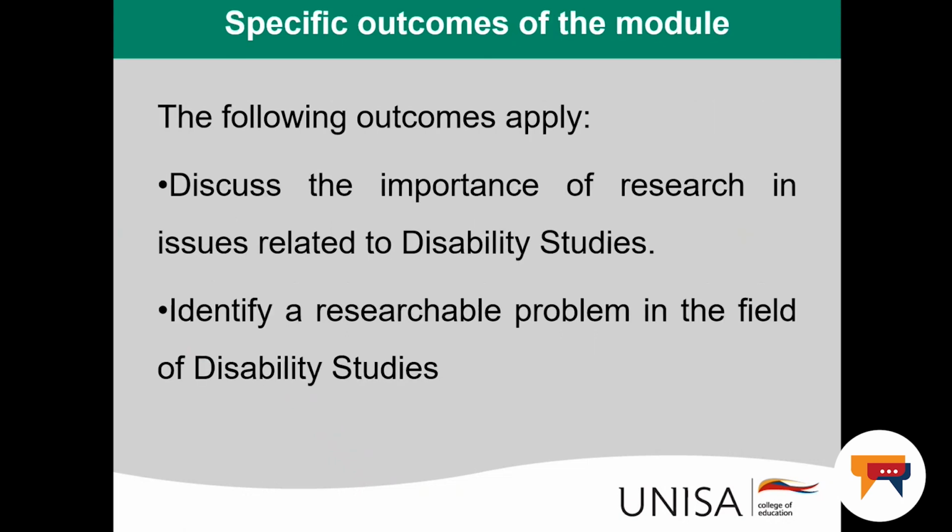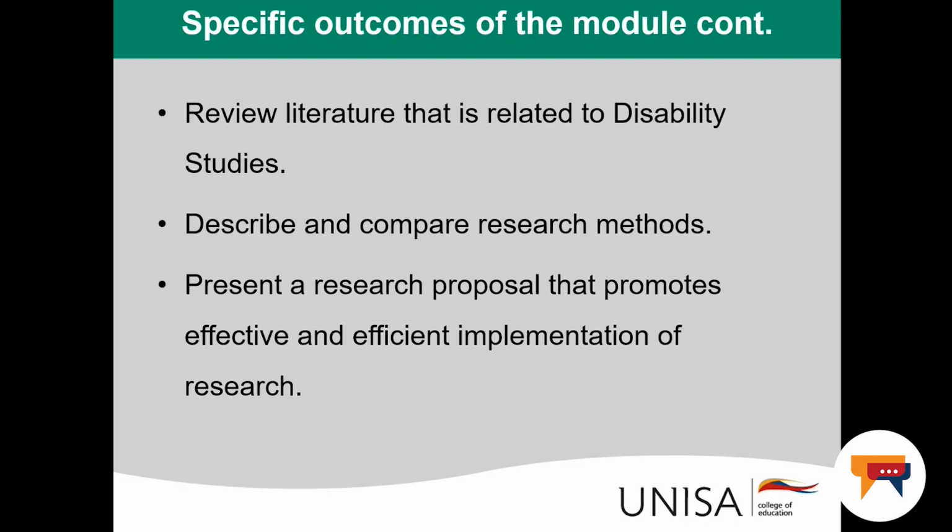What are the specific outcomes of this module? The following outcomes apply in EDS 4805. Specific outcome number one, you are expected to discuss the importance of research in issues related to disability studies. Specific outcome number two, identify a researchable problem in the field of disability studies. Specific outcome number three, review literature that is related to disability studies.